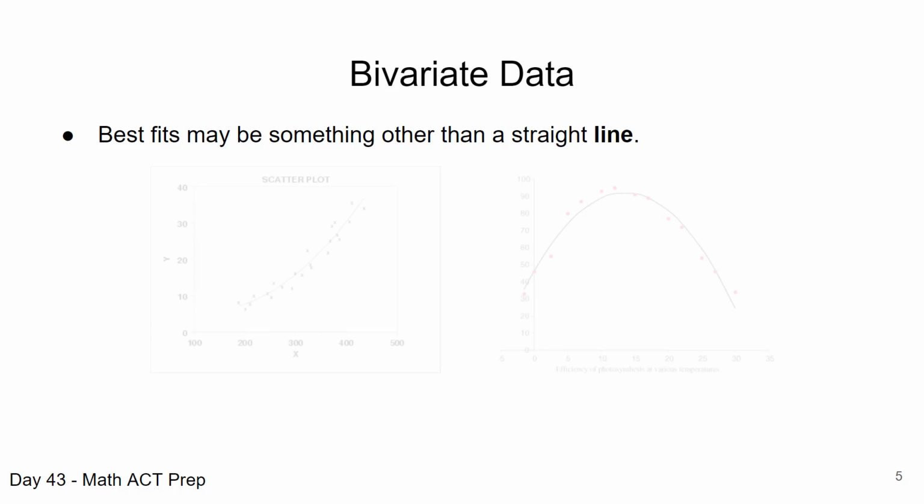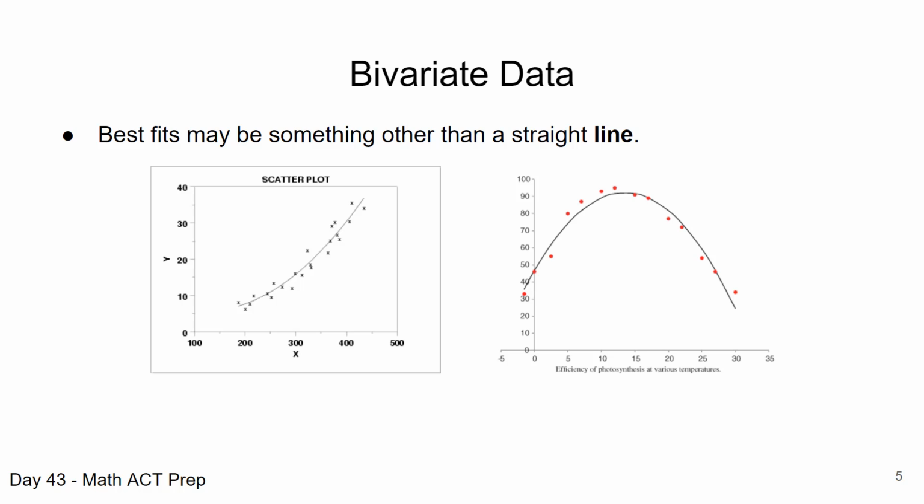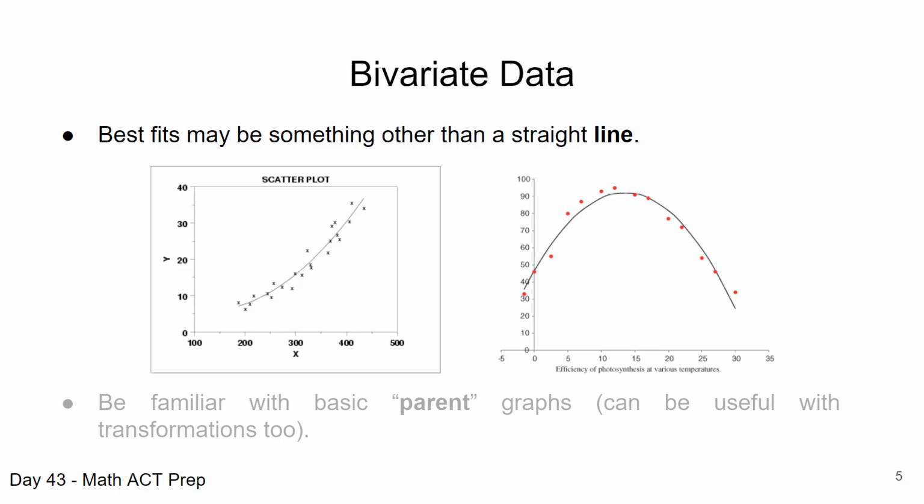So best fit could be something other than a straight line. We may not have a linear relationship. And here are two such examples of scatter plots. We have ones that are more in a curve. The one here on the right is more like a parabola. But notice how the points that have been plotted, you try to draw a function that is the best fit. So just to be familiar with it, it could be something other than a straight line.